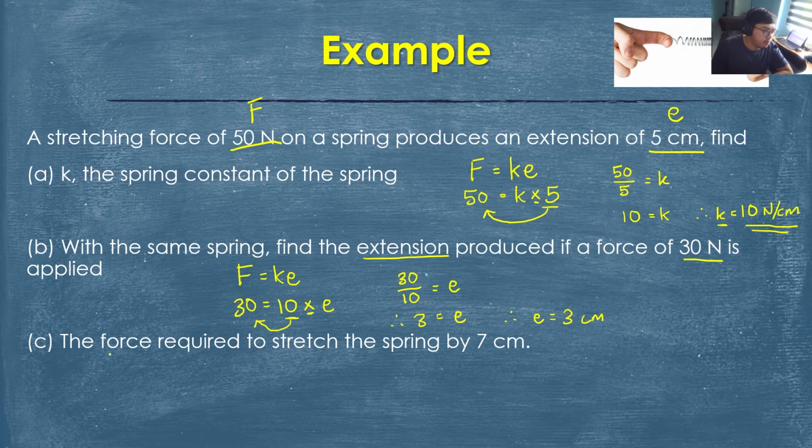C, the force required to stretch the spring by 7 cm. Now we want to find force for E. So we use the same formula again. This time we want to find a force. So F is the value we do not know. K is 10. This is what we found out just now. Times the extension. The extension is 7 cm. So 10 times 7, that is 70 Newtons. And that is the answer.